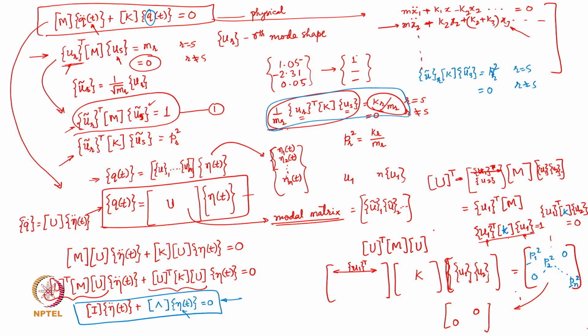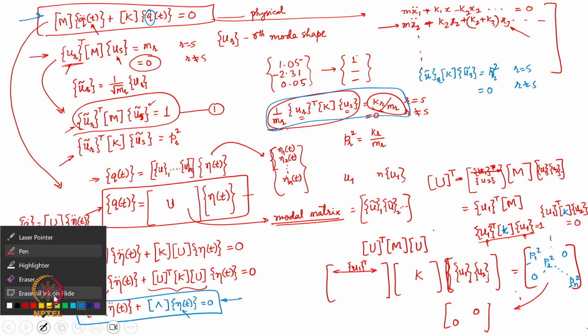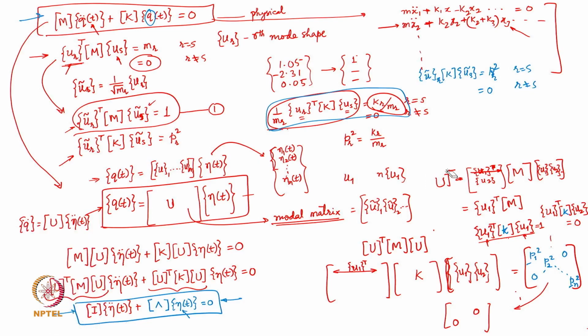Now, do you see a difference between this equation and this equation? One of the major significant differences between these two equations is that your first equation is a coupled governing equation of motion.